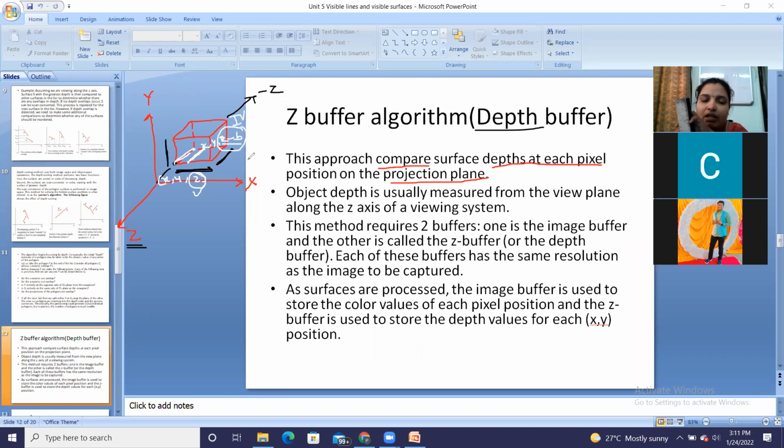So it will be hidden from your point of view, and Z, which is having the maximum Z value, is only visible. So I will say maximum Z is only visible.